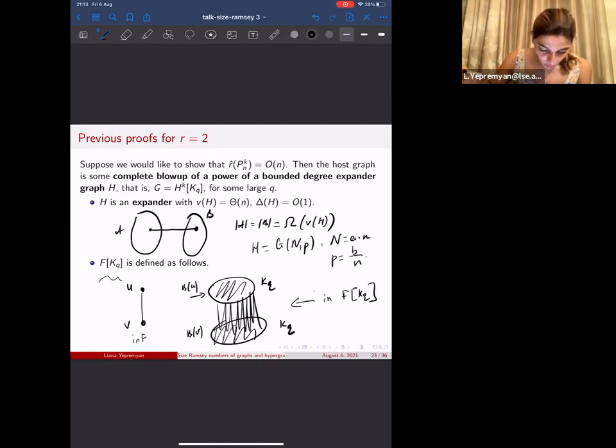Okay, so for the power of paths, our host graph is going to be: we take some expander, we take some kth power of it, and then we blow it up by some large cliques. Okay, so let's see why such a graph would be a host for P_n^k.